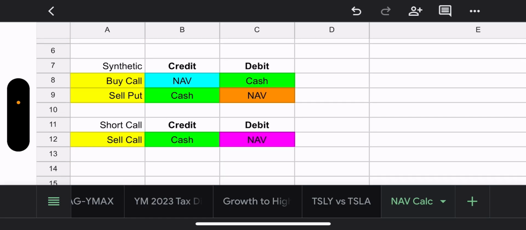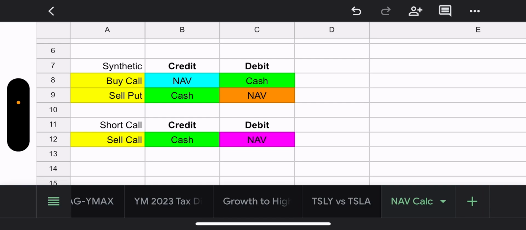What happened there? The synthetic came from a buy call. That buy call cost money, so it debited cash. And they did a sell put, which brings a credit, so that credited cash. Essentially those two numbers are pretty close. Typically the sell put is a little less than the buy call, so in the end there will be a small debit to cash overall.